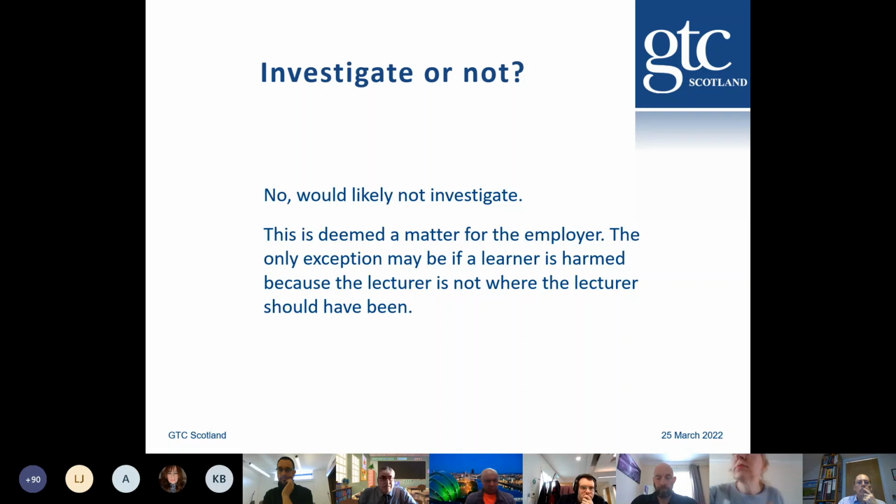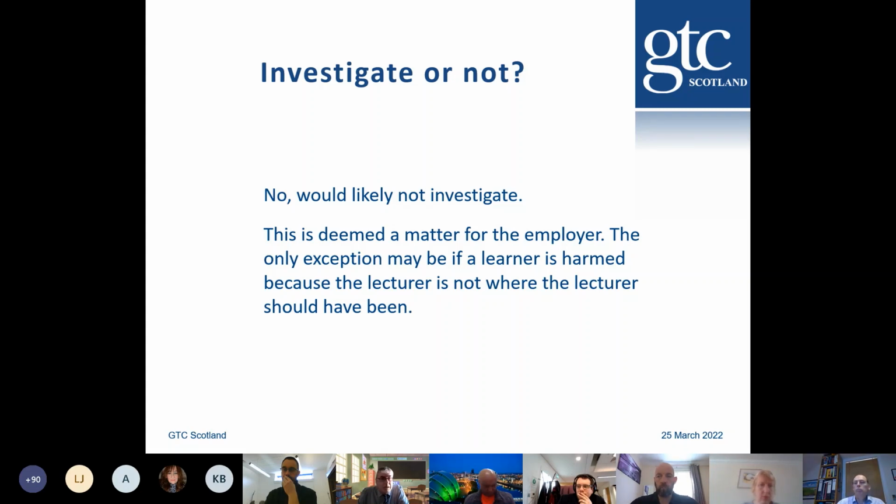There are certain things that are deemed a matter for the employer and will always be dealt with at that level without the need for GTC Scotland to be involved. And this is one of those scenarios. We are legally required to carry out the fitness to teach process in a way that is proportionate and targeted, and to only take action where necessary. And this is an example of conduct that can be managed by the employer, and it would not be proportionate for regulatory action to be taken.